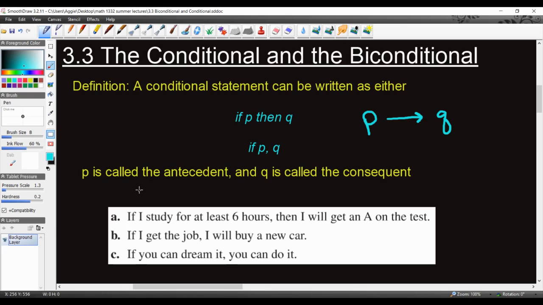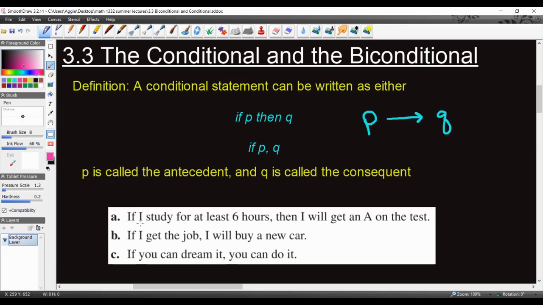Okay, P is called the antecedent. Not sure how to say that, but antecedent, and Q is called the consequent. So in this first one, we're just going to identify what each one is. Let's say we have letter A: if I study for at least 6 hours, then I will get an A on the test.